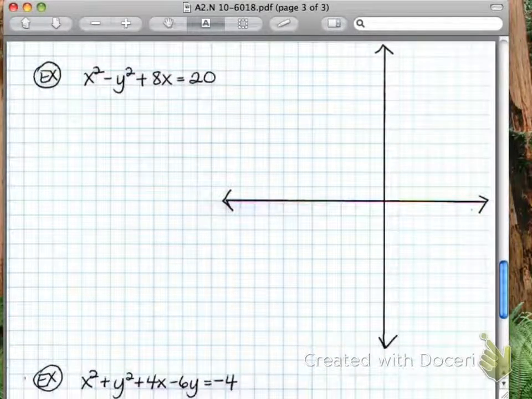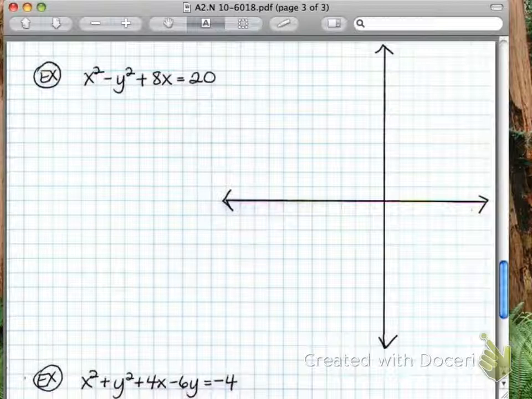Okay, x squared minus y squared plus 8x equals 20. What do we have there? We have a hyperbola. How do you know you have a hyperbola? Because A and C have opposite signs, right? Okay, now, what am I going to do?